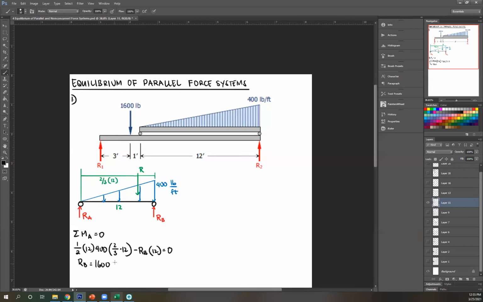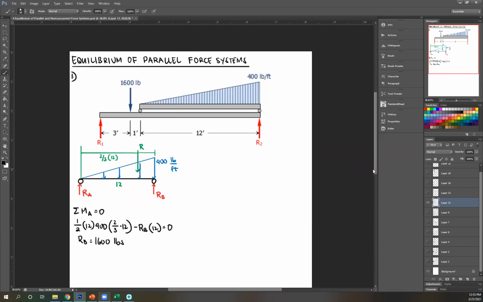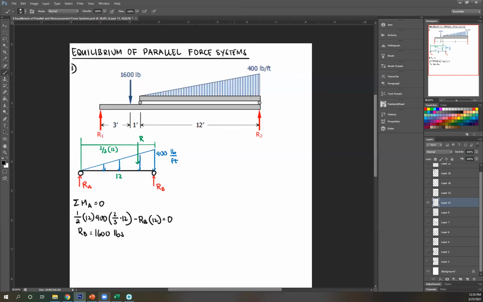1,600 pounds. So positive, therefore my assumption for direction of reaction is correct. It usually is upwards, but not all the time, okay? Again, these are just assumptions for direction. However, R is obviously downwards since my distributed forces are directed downwards.